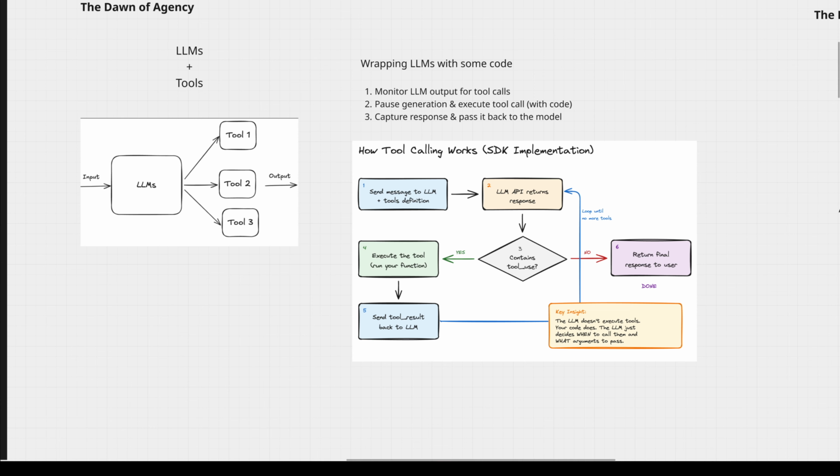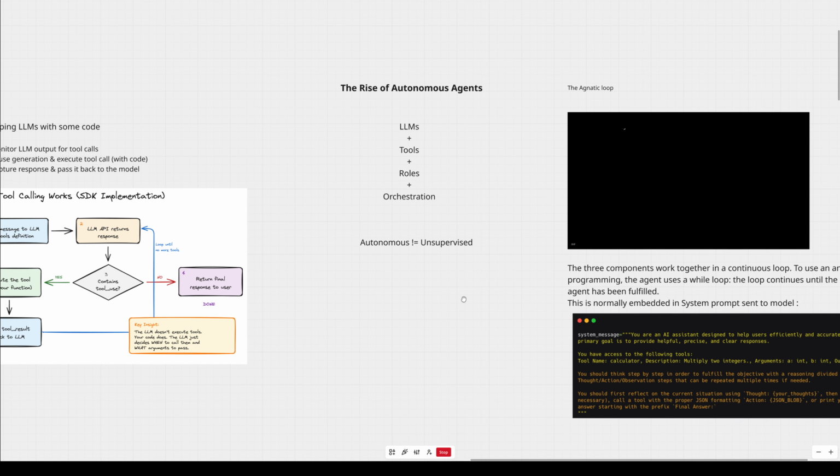Loop back to step 2. Then it checks no tool calls. Then step 6 returns the final response. Done. And there's the key insight, right? The LLM doesn't execute tools, your code does. The LLM just decides when to call them and what arguments to pass.